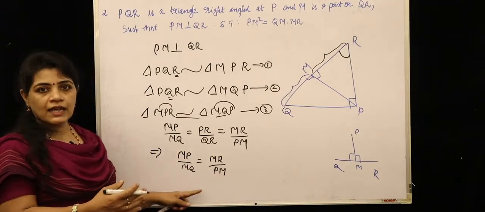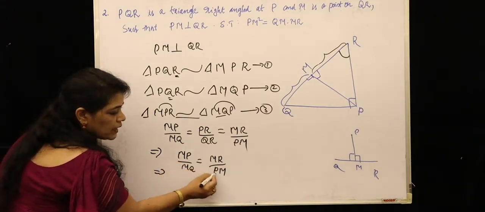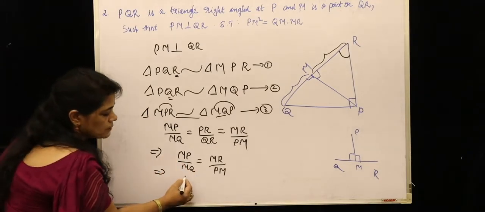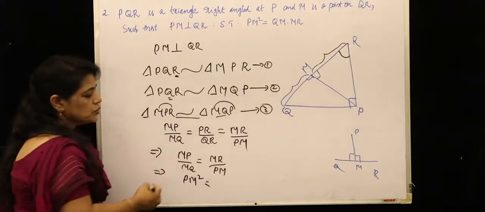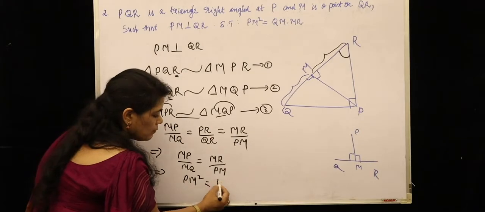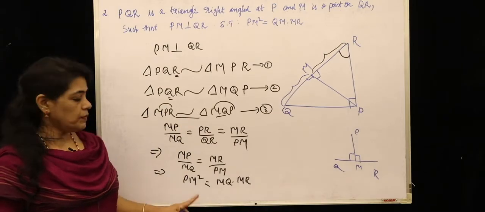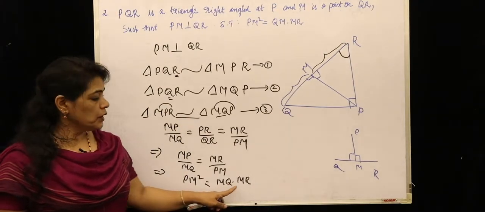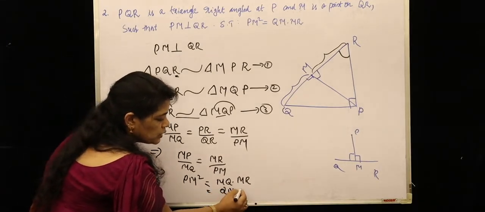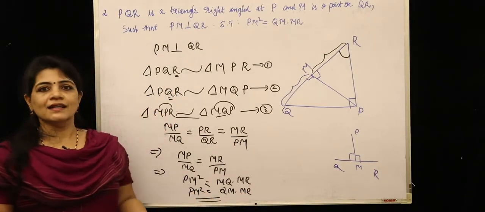This can be cross multiplied in order to get the required form. So MP into PM, MP is PM, so PM into PM is PM square. PM square equal to MR into MQ, that is MQ into MR. So see that answer: PM square equal to MQ into MR. We know that MQ and QM are the same. So QM into MR, and this is PM square. This is the required result.